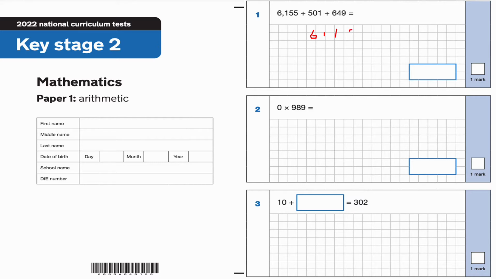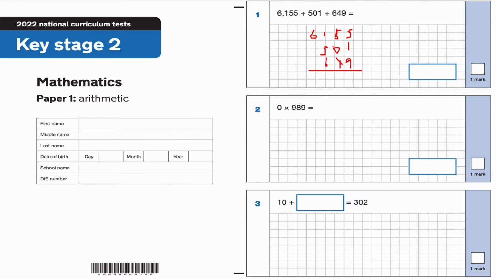6,155. It should be a 5 there. Add 501. Add 649, guys. Should be a 4 there. Apologies about the lag, guys.